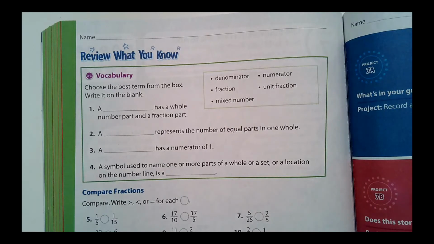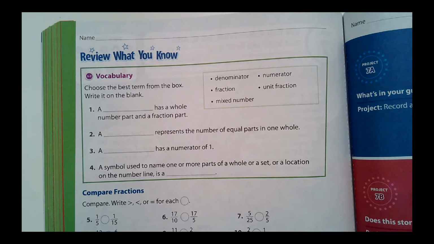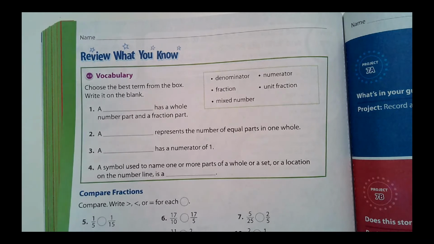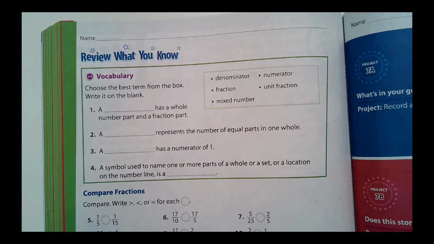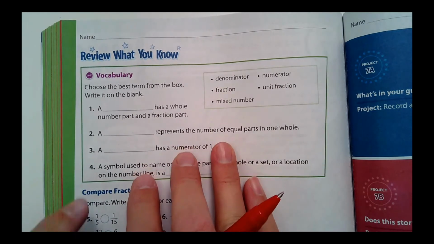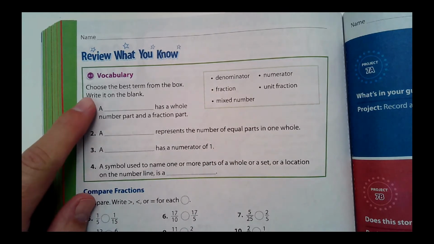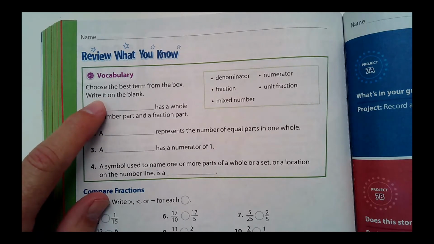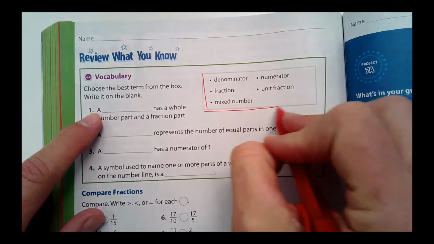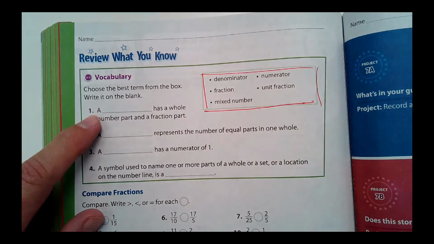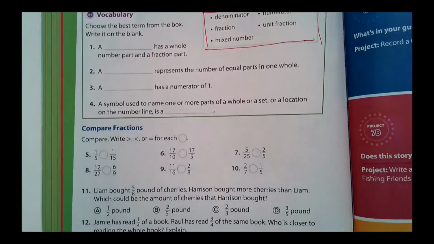Okay, fifth graders, here's your homework. Over the Christmas break, page 266, review what you know. This is the very end of chapter 6, right before we start chapter 7. At the top of the page, choose the best term from the box. They've got a bank of words to choose from. You guys can do that.